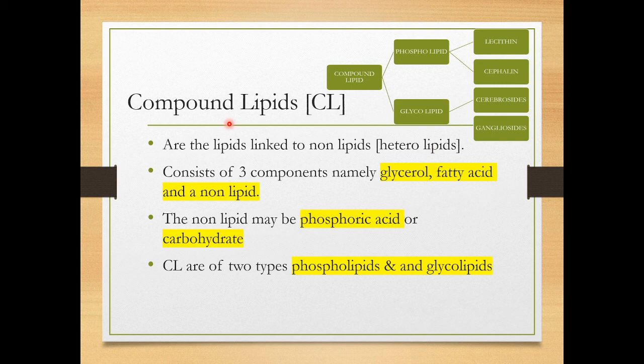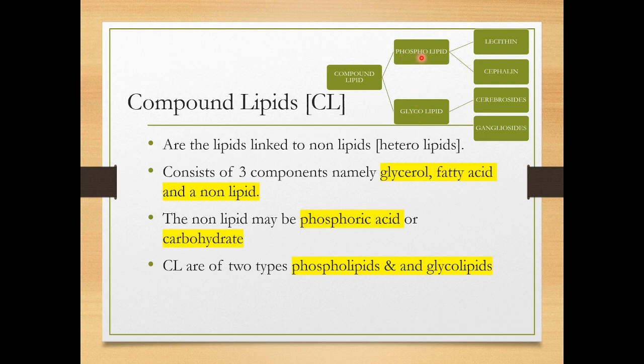So what is the definition of compound lipids? The lipids that link to a non-lipid. The non-lipid may be phosphoric acid or carbohydrate. Types of compound lipids: one is the phospholipids and the other glycolipids. So what is the difference?